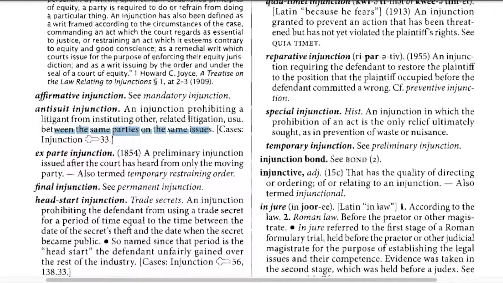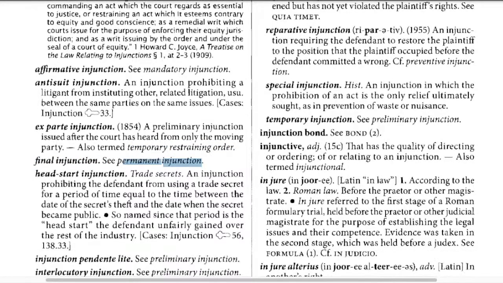on the same issues. Ex parte injunction, 1854: a preliminary injunction issued after a court has heard from only the moving party, also termed temporary restraining order. That's an ex parte injunction, comes from 1854, and now we call it a temporary restraining order. So we just learned something new here, at least I did. Final injunction is a permanent injunction. Head start injunction, trade secrets: an injunction prohibiting a defendant from using a trade secret for a period of time.